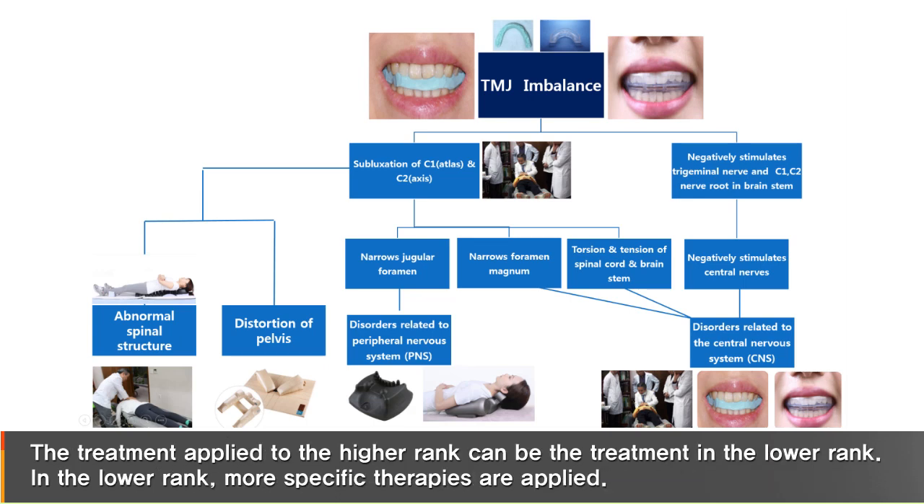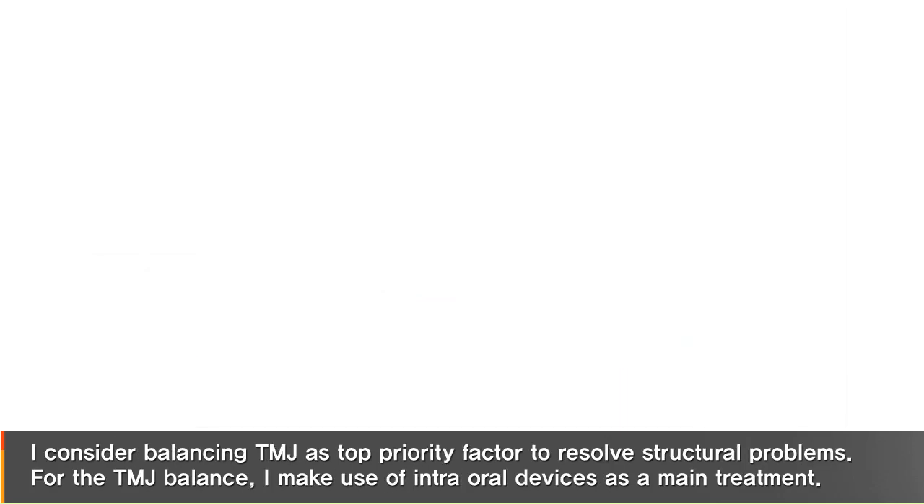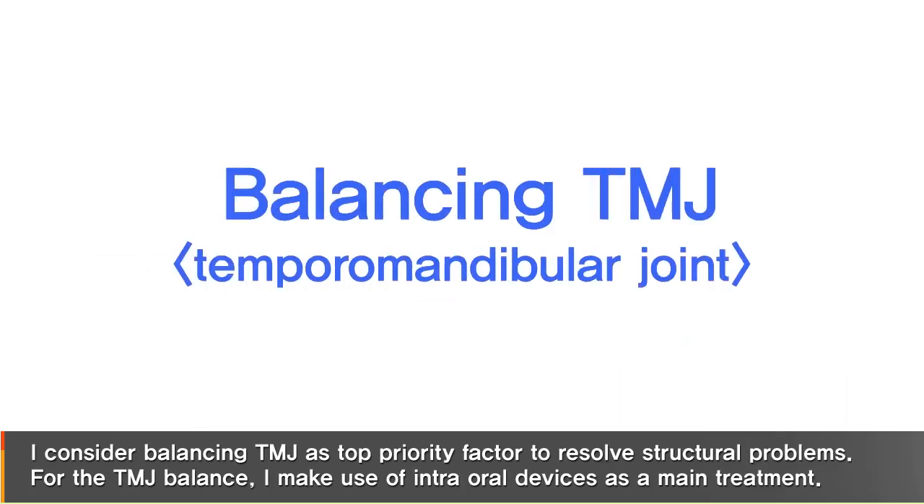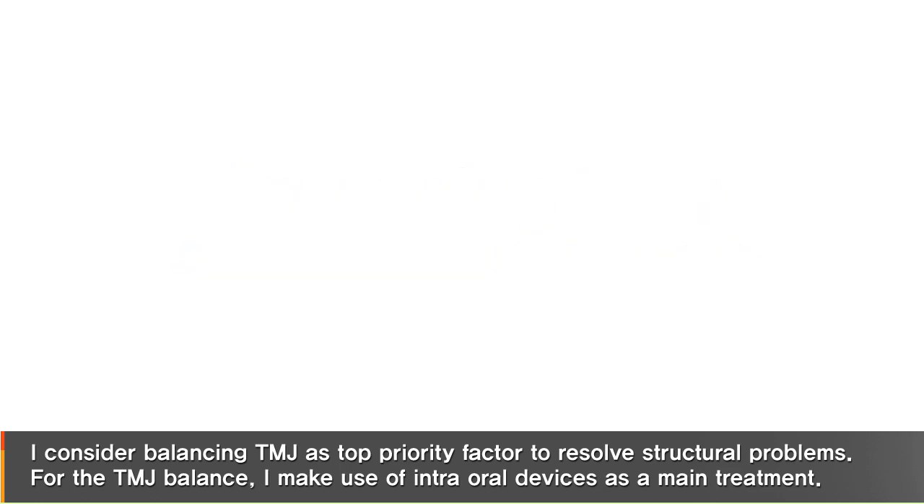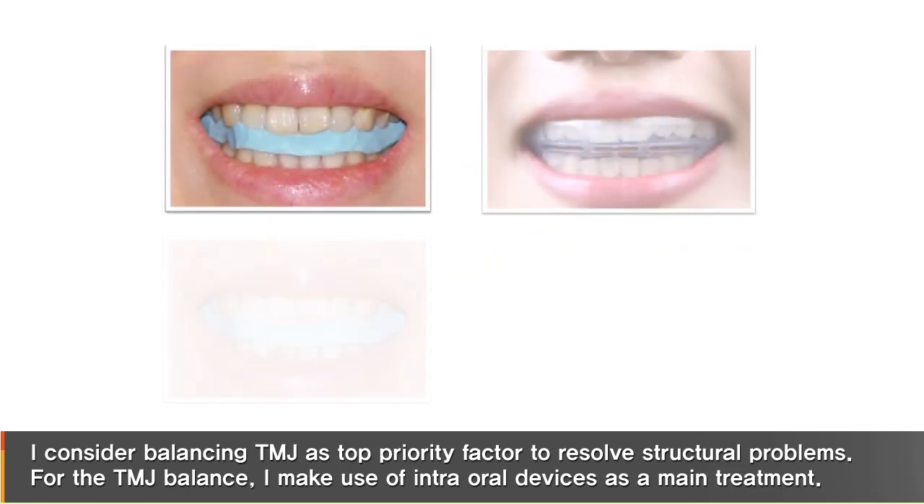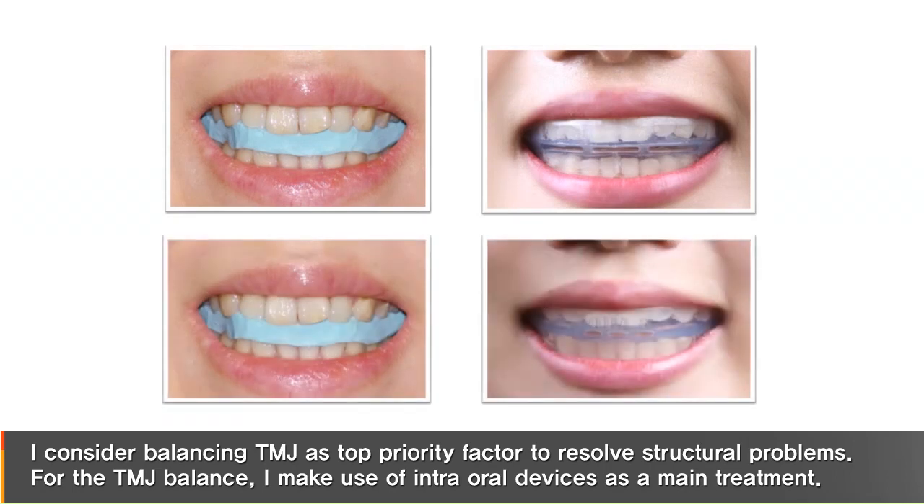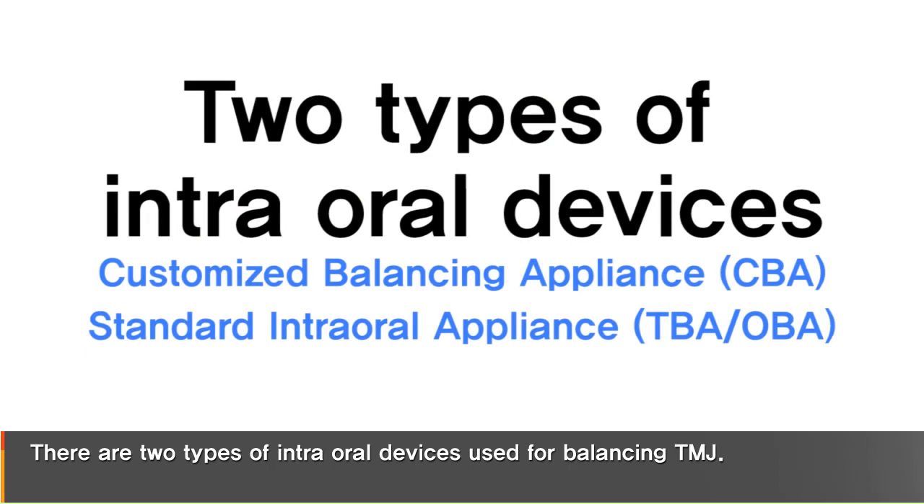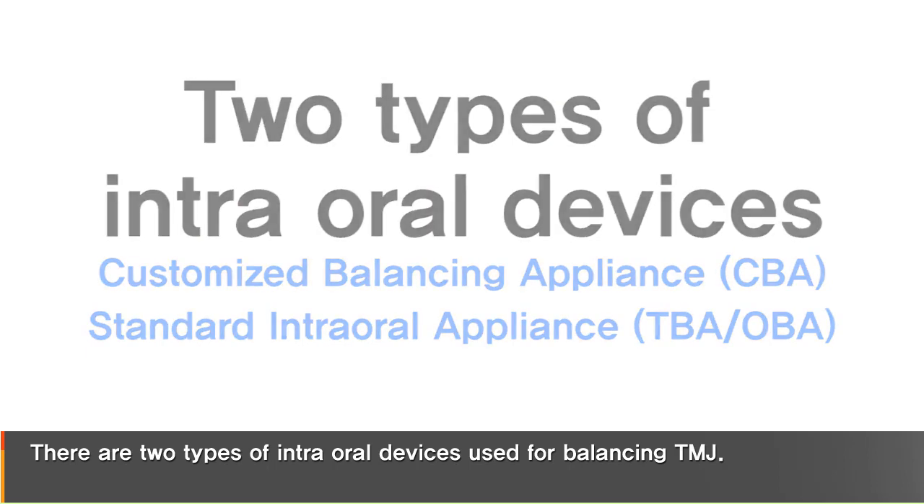The treatment applied to the higher rank can be the treatment in the lower rank. In the lower rank, more specific therapies are applied. I consider balancing the TMJ the top priority factor to resolve structural problems. For the TMJ balance, I make use of intraoral devices as our main treatment. There are two types of intraoral devices used for balancing the TMJ.